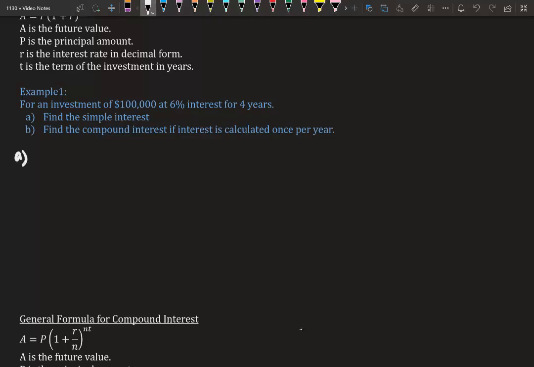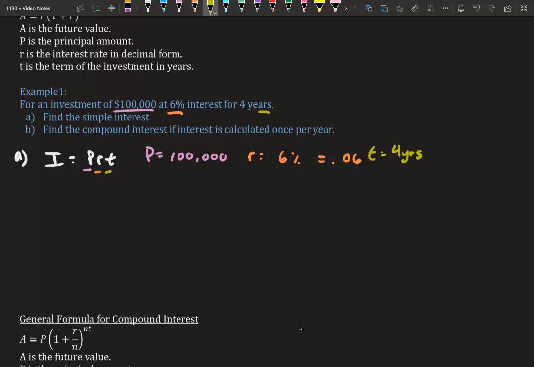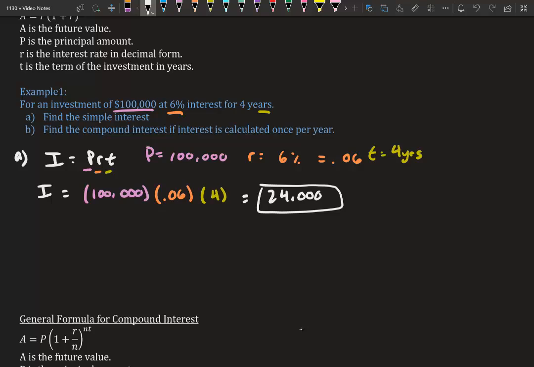So first it wants us to find simple interest. That's I equals PRT. So our investment is 100,000. Our rate is 6%, which we know is 0.06, and our time is 4 years. Let's go ahead and plug it in. So we have I equals 100,000 times our R, which is 0.06, times our T, which is 4, and we get 24,000. Alright, so you'll earn 24,000 if you invest 6% for 4 years with simple interest.